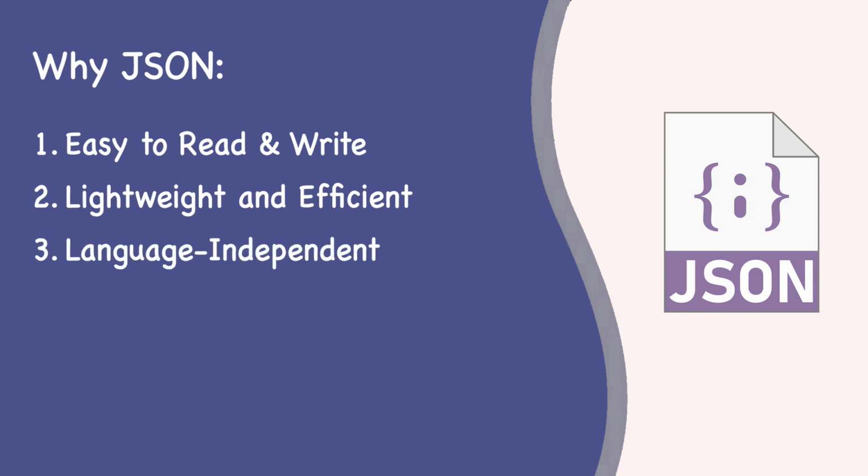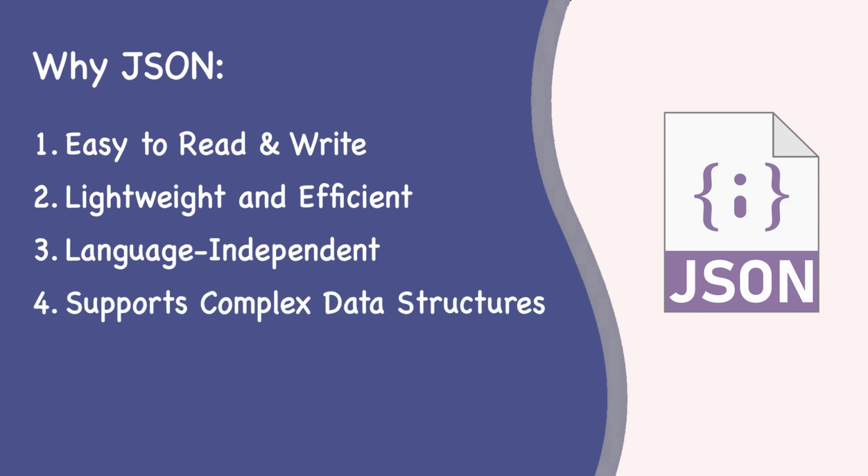Third, JSON is language independent. Even though it's based on JavaScript, it works with nearly every modern programming language, including Python, Java, C#, PHP, and more. Fourth, JSON supports complex data structures. You can nest objects and arrays as deeply as needed, which makes it flexible and powerful for representing real-world data.